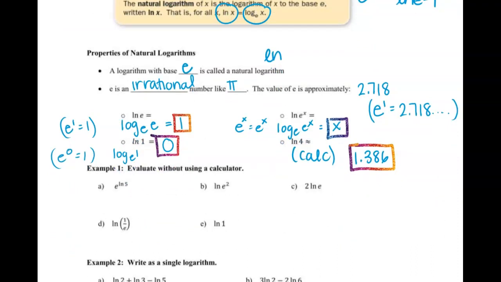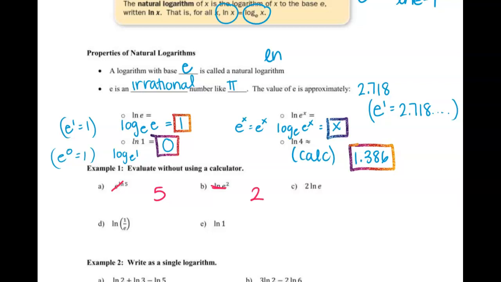So here's how we actually do this. The fact that natural log is log base e, great. The way we use it, if we evaluate without using a calculator, is in this example 1 here. Let's start with A, e to the natural log is 1. We can just cancel this out. So e to the natural log of 5 is just 5. Looking at B, natural log of e is 1. They just cancel each other out.